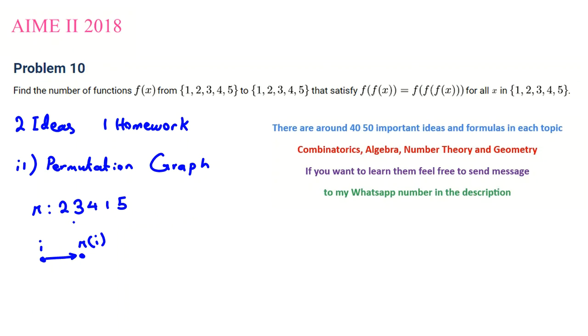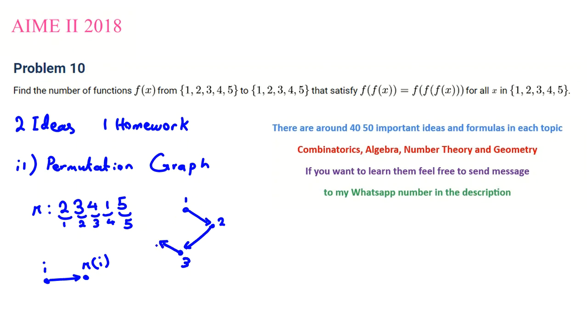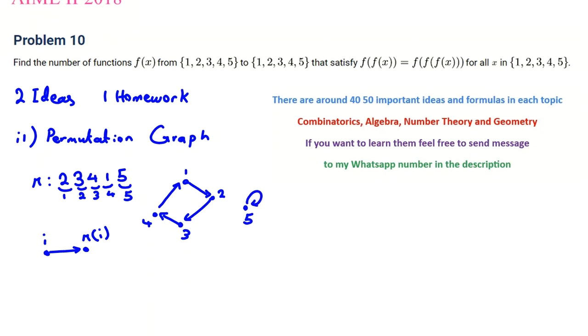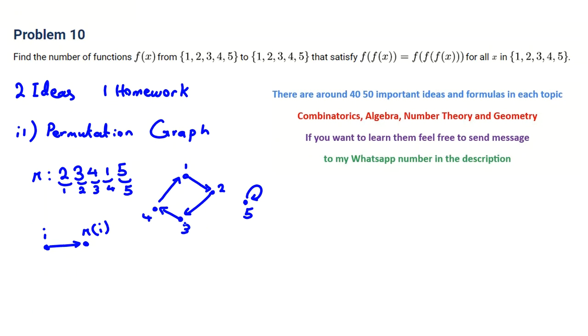It is a permutation. First element is this, second element is this, third element, pi of 4, pi of 5. Pi of i means the ith element. So we connect 1 to 2 because pi of 1 is 2, pi of 2 is 3, so 2 to 3, pi of 3 is 4, pi of 4 is 1, and we should connect 5 to 5, okay? And we can prove it is a union of disjoint cycles.